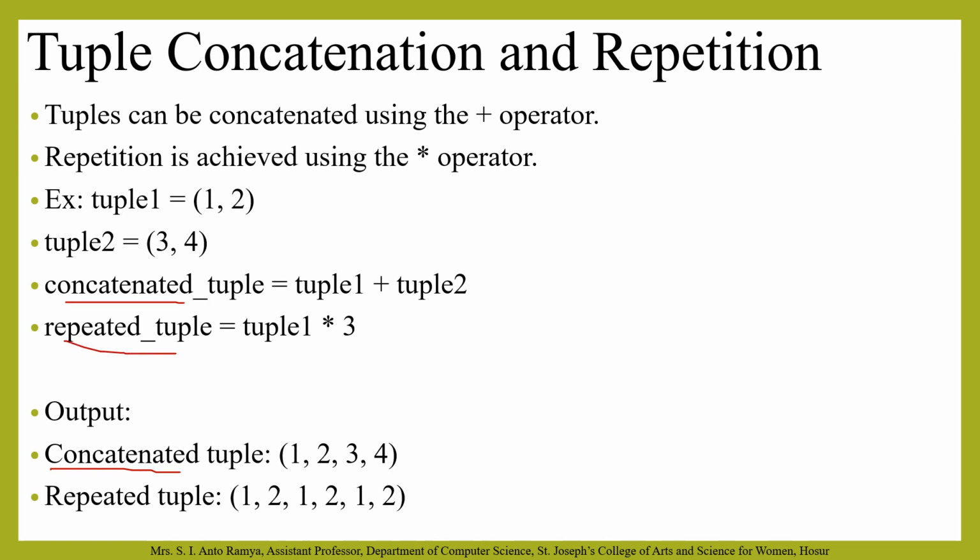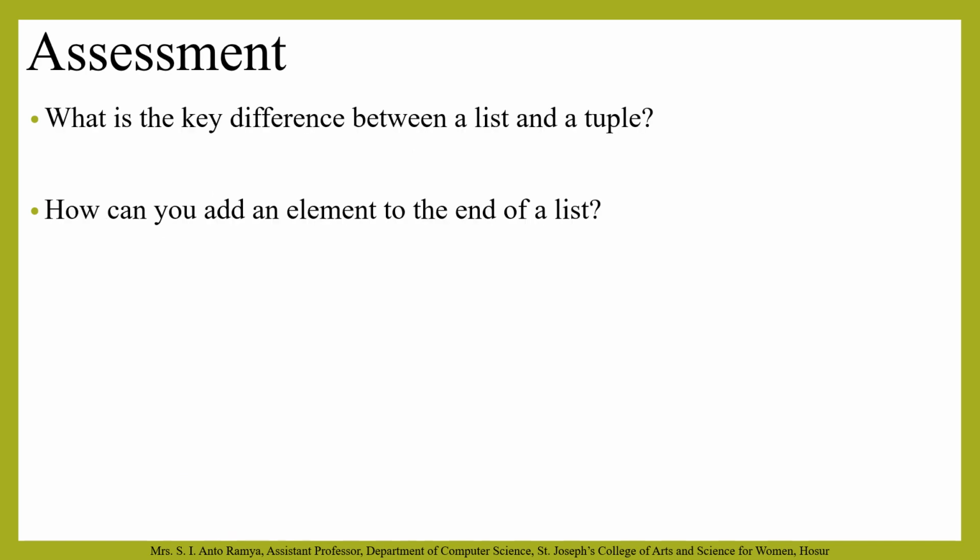Repeated tuple, tuple1 into 3. So 3 times tuple1 will be repeated. 1 comma 2 is going to be repeated 3 times. Here is the output, repeated tuple 1 comma 2, 1 comma 2, 1 comma 2.